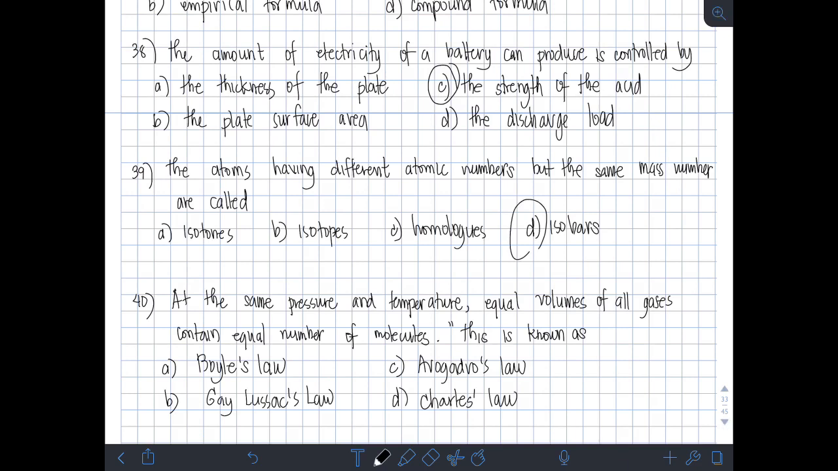Next, at the same pressure and temperature, equal volumes of all gases contain equal number of molecules. This is known as A, Boyle's law, B, Gay-Lussac's law, C, Avogadro's law, D, Charles' law. So the correct answer here is letter C, Avogadro's law.